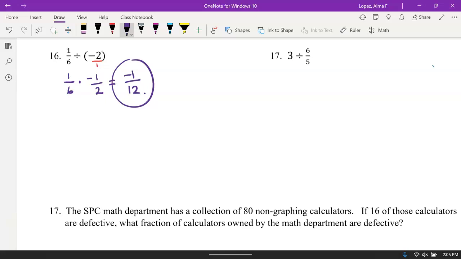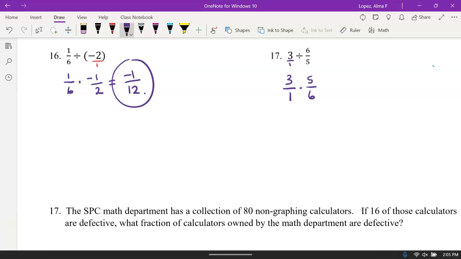Next one. I want to rewrite it, but I don't like the 3 just being there all by himself, right? So I'm going to put it over 1 first. And instead of division, we're going to multiply by the reciprocal of the second one. Remember, the first number comes down exactly as it appears, and you multiply by the reciprocal, so that becomes 5/6.